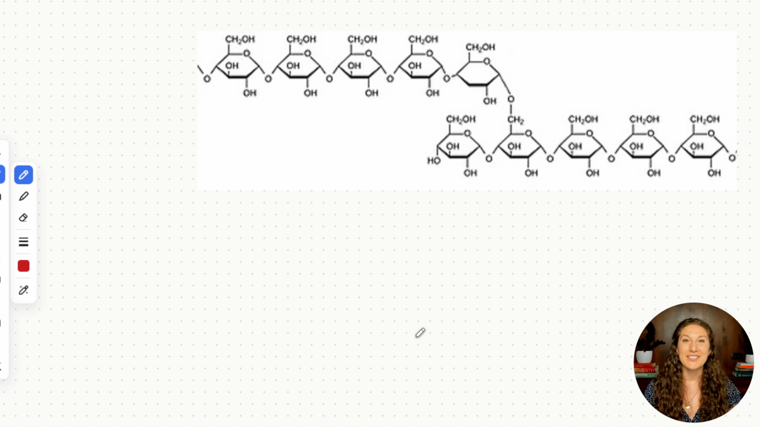To wrap things up, we're talking about polysaccharides. So polysaccharides are many, many individual monosaccharides clicked together. And of course, our major polysaccharide that we have in our body is glycogen. And that's our storage form of sugar. So this is glycogen here.